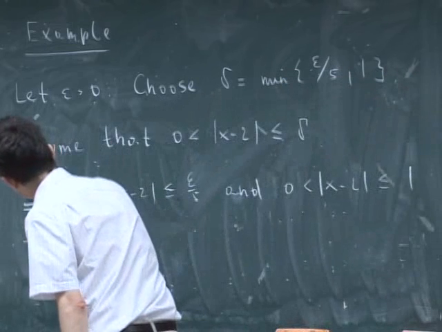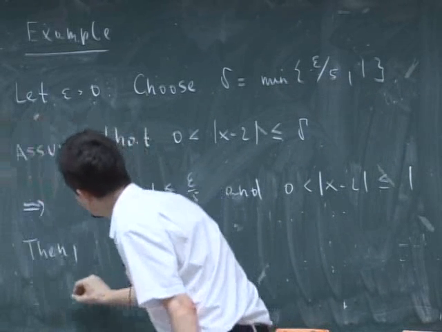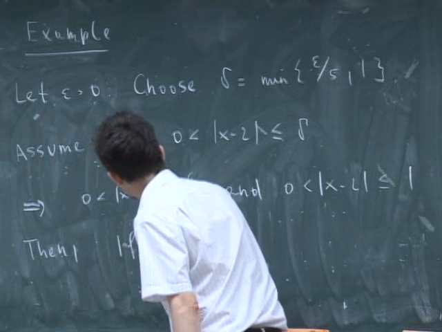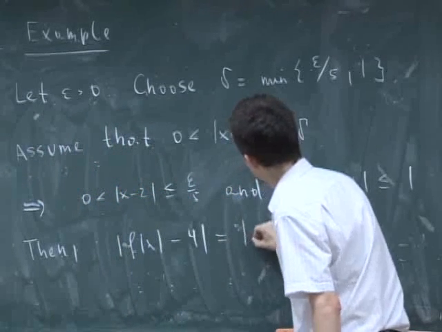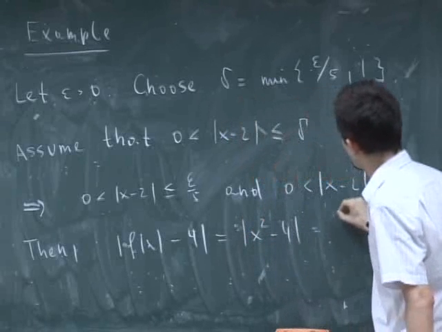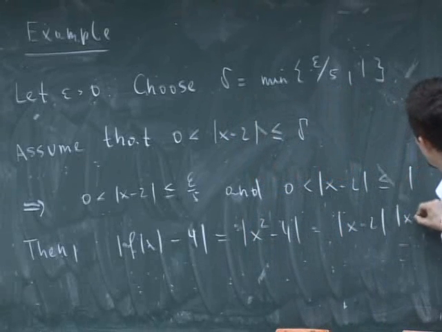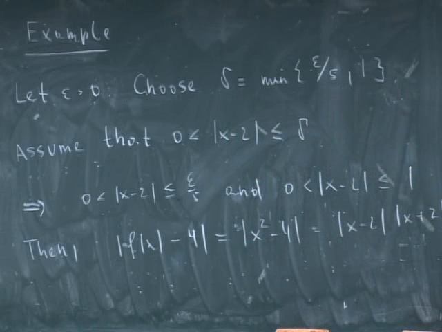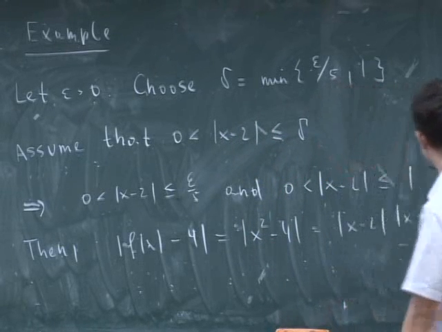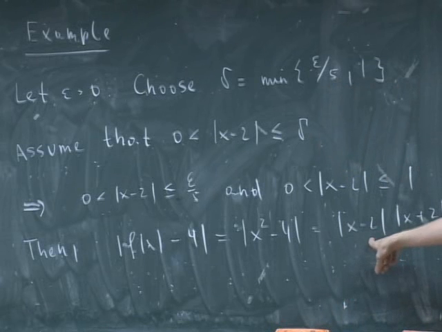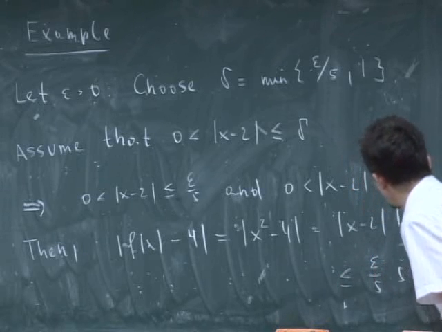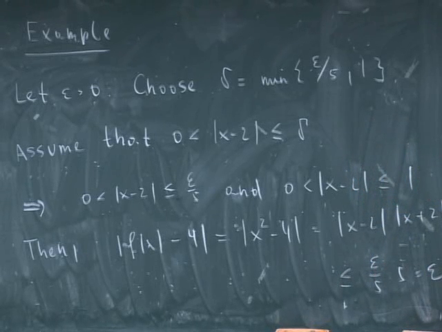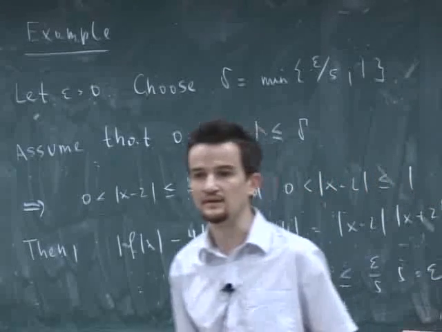Then you get, if you look at the distance between f of x and your claimed limit, which is 4, and you plug everything in, so you have x squared minus 4. You can write this as x minus 2 times x plus 2. You can use this here as before to bound this by 3, and this will be bounded by 5, and this will be bounded by epsilon over 5. So you get smaller or equal than epsilon over 5 times 5, which is equal to epsilon, and you are done. This is what you have to write down in your homework paper.